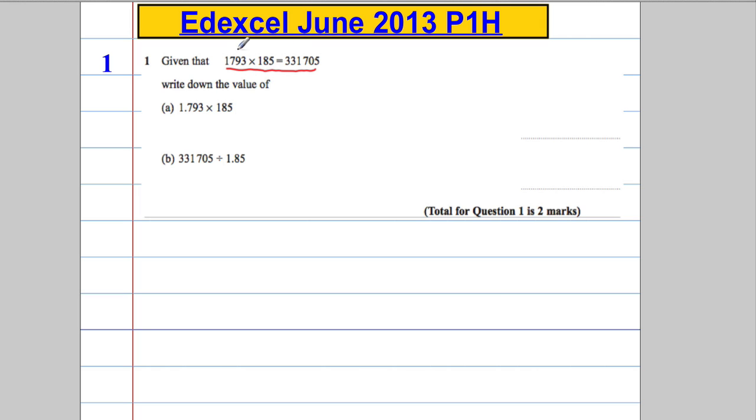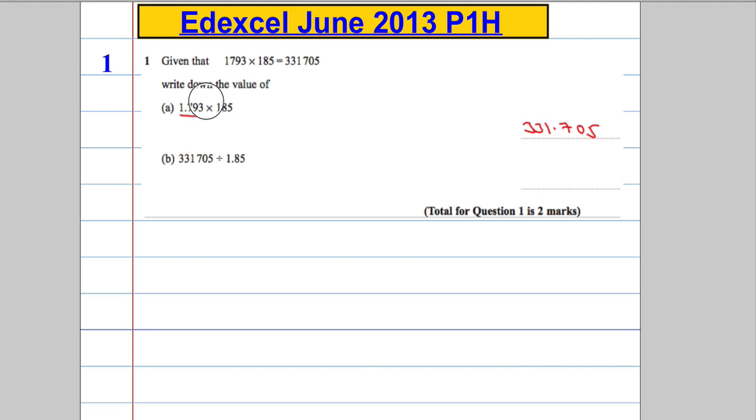So if I look closely at the calculation that we're given, I can see that we have pretty much the same digits involved and we're multiplying them together. So that means the solution is going to have the same digits, but the decimal point is going to appear somewhere in the answer. So what I'm going to look at is the fact that this number here is 1,000 times smaller than this number here. So my answer is going to have to be 1,000 times smaller. So 331.705 should get us the first mark.